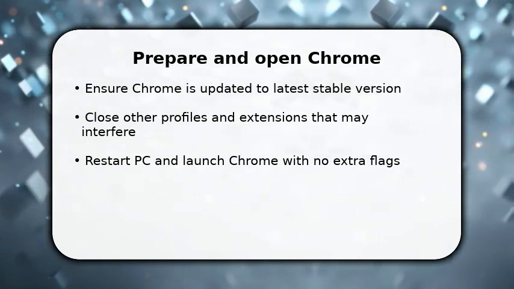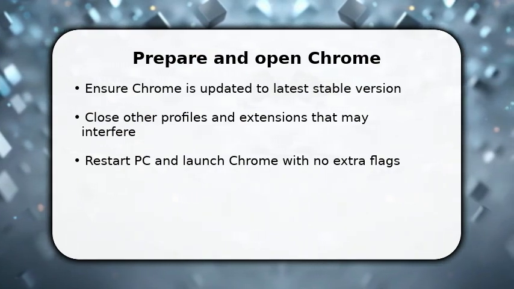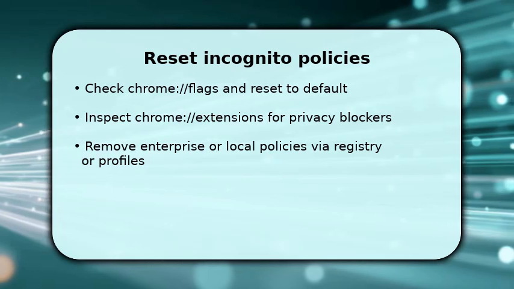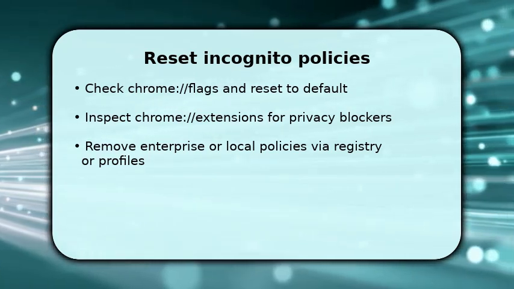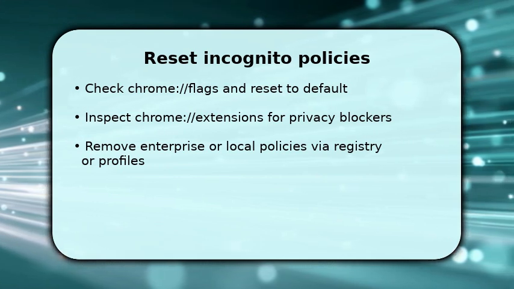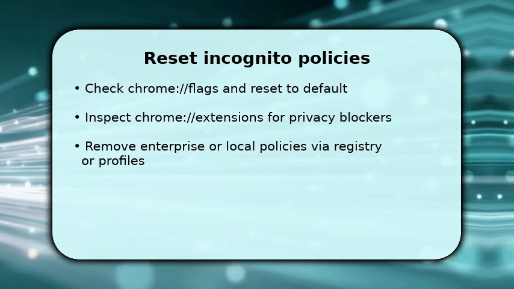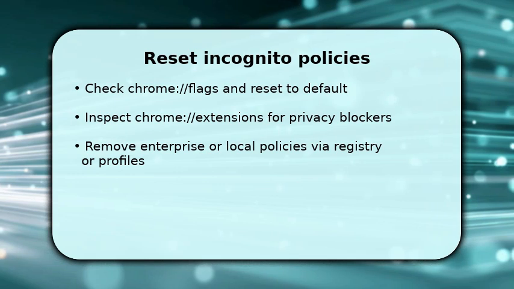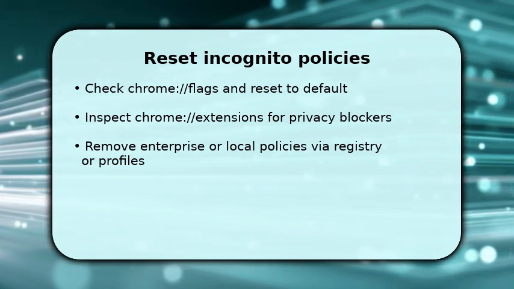Now you'll perform the deeper actions that restore Incognito. Type chrome://flags and reset any experimental flags to default. Experimental flags can disable private mode. Next, open chrome://extensions and temporarily toggle off ad blockers or privacy extensions, then test Incognito. If Incognito is still blocked, check chrome://policy. Enterprise or leftover local policies often disable it.